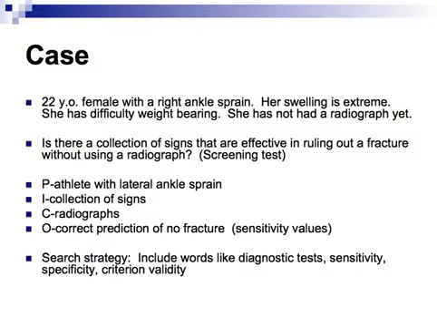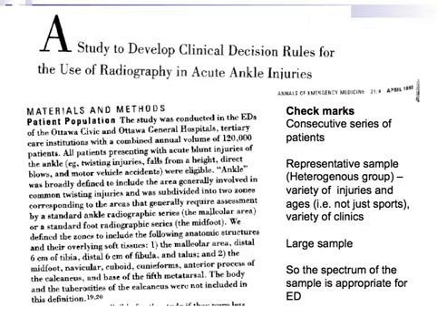Okay, so let's get back to our examples. We have our 22-year-old with a right ankle sprain. She hasn't had a radiograph yet. Her swelling is extreme. So instead of now using swelling, we're going to switch it to a collection of signs and symptoms that are effective at ruling out a fracture on a radiograph. So we have our PICO there, and we're interested now in what that collection of signs and symptoms is.